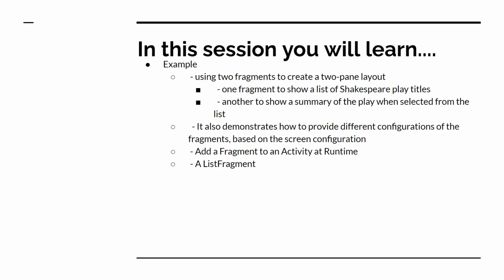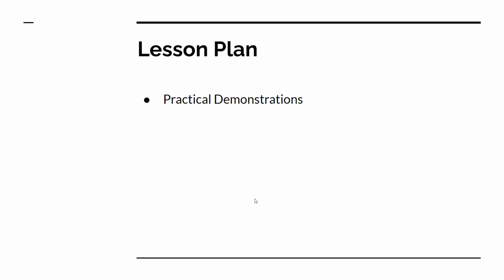So it will be two fragments, one to show a list of items, say a Shakespeare playlist. The other one is to show the summary, once you click on a title. It also demonstrates how to provide different configurations of the fragments, like the landscape version and the portrait. We'll be talking about adding a fragment to the activity at runtime, and also we'll be using a list fragment for this exercise. As usual, it's going to be practical demonstrations.